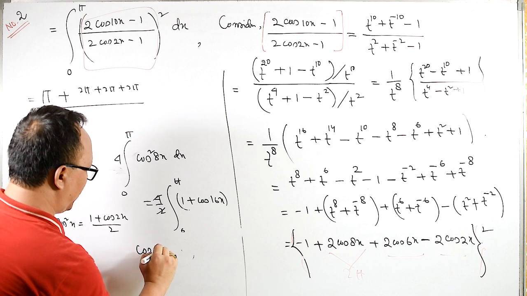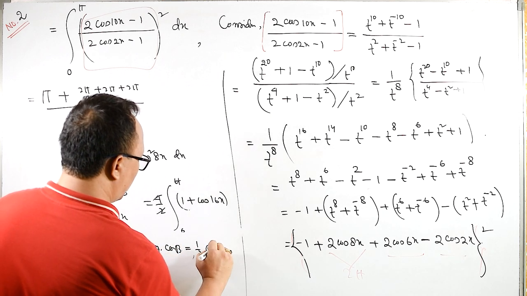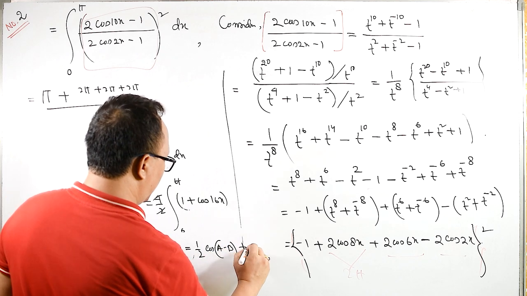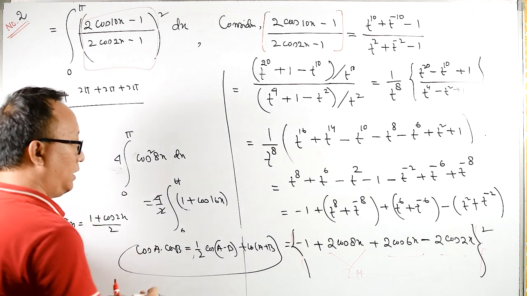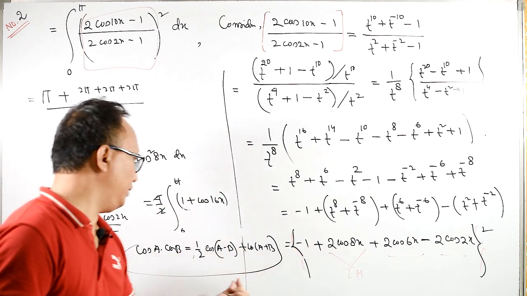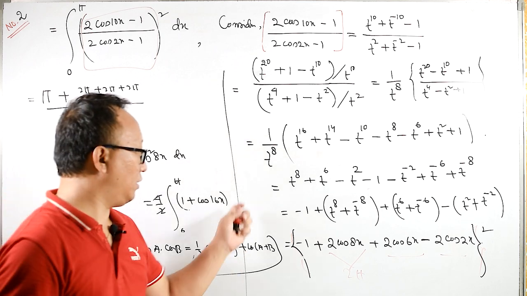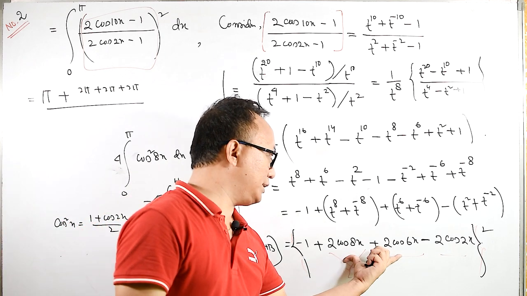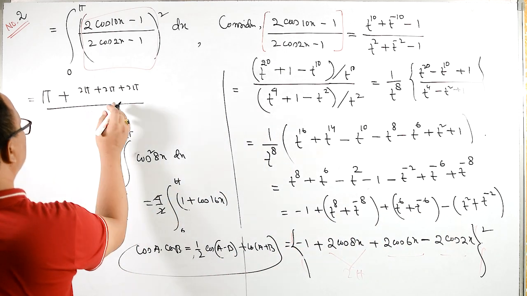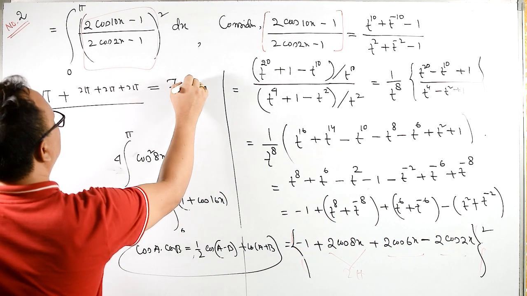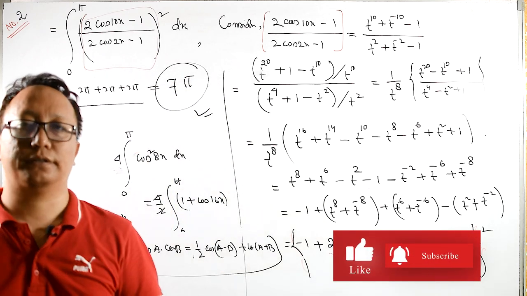we have cos a into cos b equals to 1 by 2 (cos of a minus b plus cos of a plus b). Now multiplication of this into this also, you have cos of this, so integration of cos becomes sine, therefore everything will become 0. This into this becomes 0, this into this, everything will become 0. So we'll have only this, which equals 7 pi. So this is the required answer.